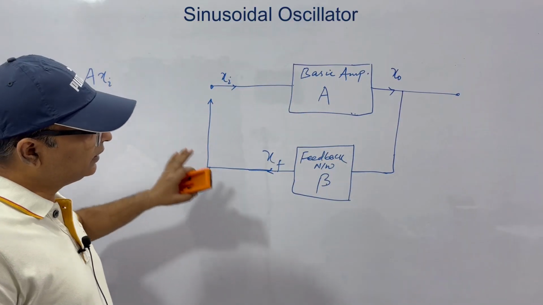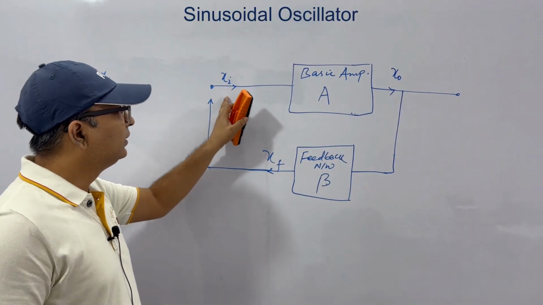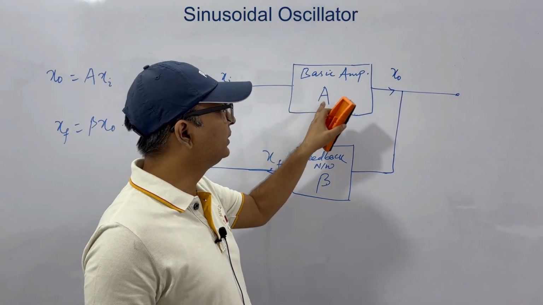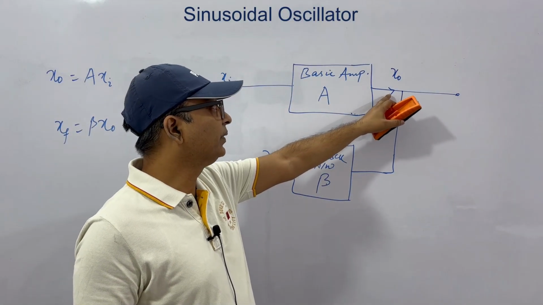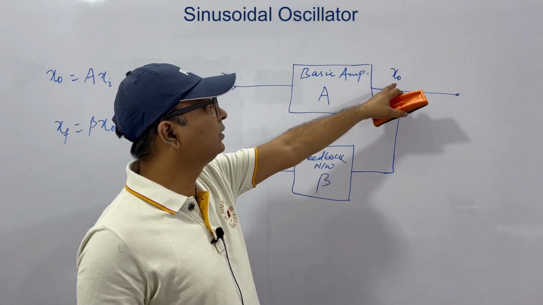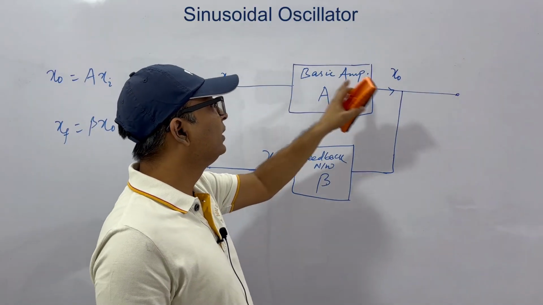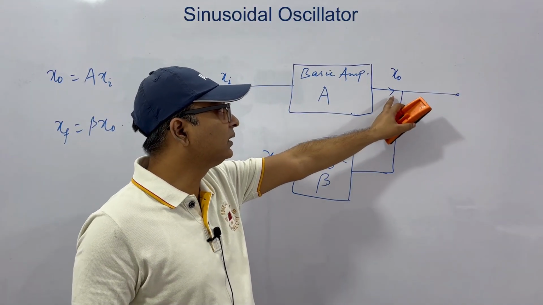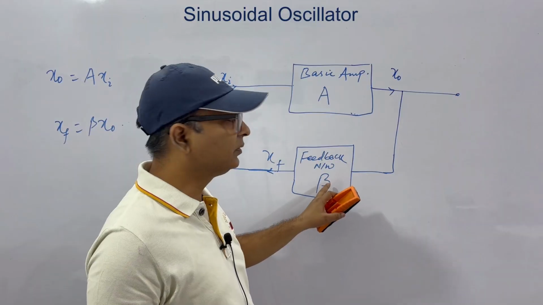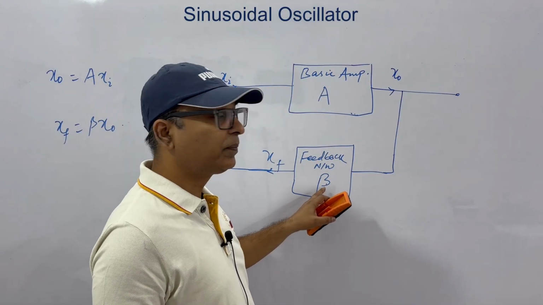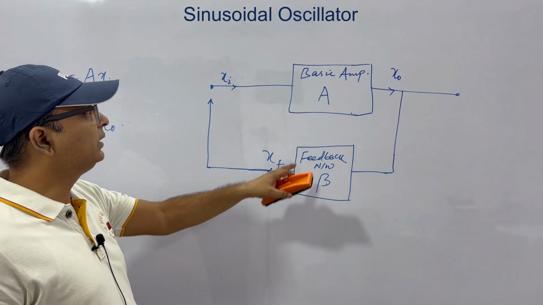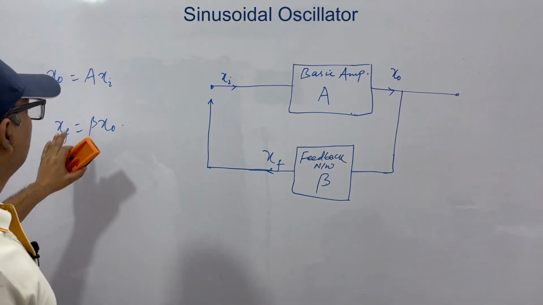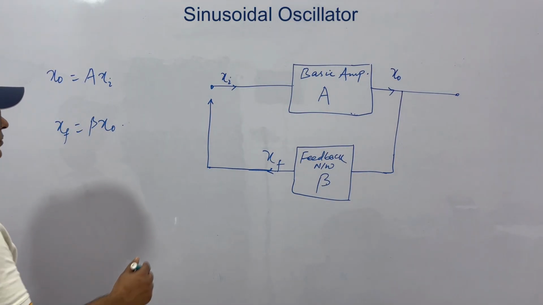So this setup is clear. This is input signal. This is a basic amplifier with gain A and this is the output. Therefore, A is X output by X input. Now we sample this output into a feedback network with factor beta. So the feedback output will be beta into X output. Up to this it's clear.